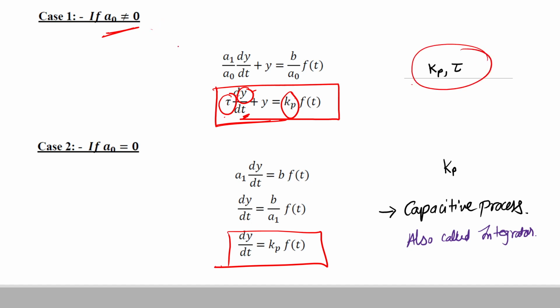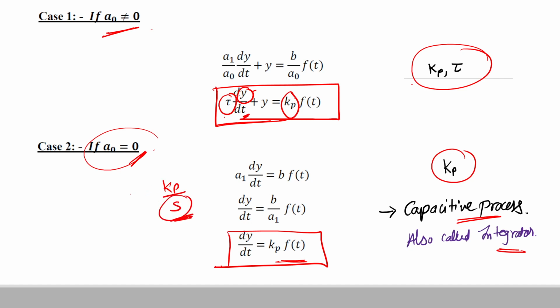If a0 equals 0, then we only have a single parameter, that is Kp. Such a system in which a0 is equal to 0, we call a capacitive process, or we can also call it an integrating process, because if we take the Laplace transform of this equation, we can see that the transfer function will have a term of Kp by s. Since there is the presence of this 1 upon s, we call it an integrating action.